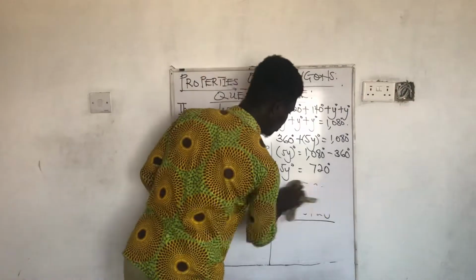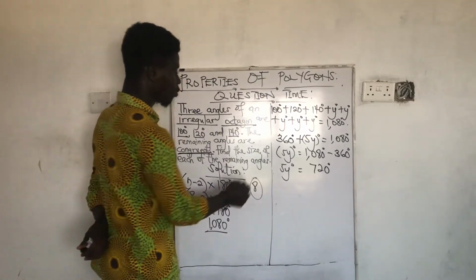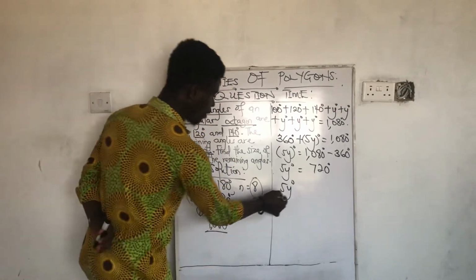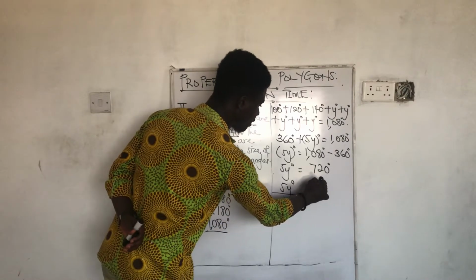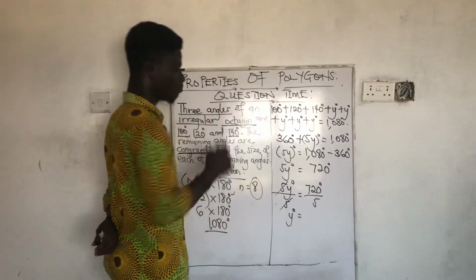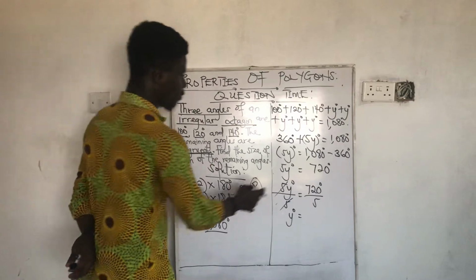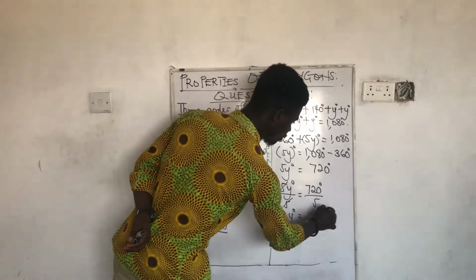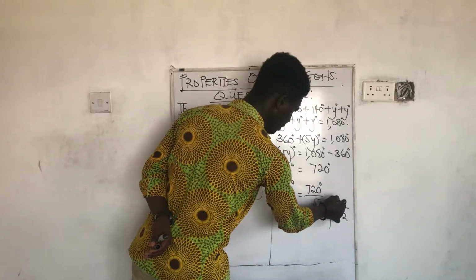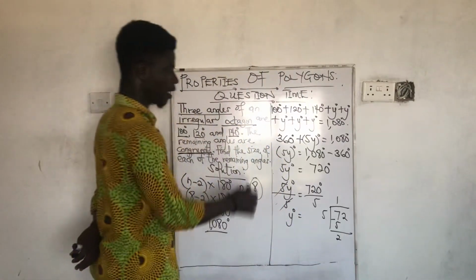Alright, so now we have 5y degrees equals 720 degrees. So for 5y degrees, we can divide both sides by the coefficient of y, which is what? 5. So 5y on 5 equals 720 degrees on 5. So 5 cancels 5. So y degrees equals 720 degrees divided by 5. Forget about the 0, then let's tackle the 72. Long division applies here. 5 into 7, how many times? 1 time, right? 1 times 5 is 5. Then 7 minus 5 will give me 2.